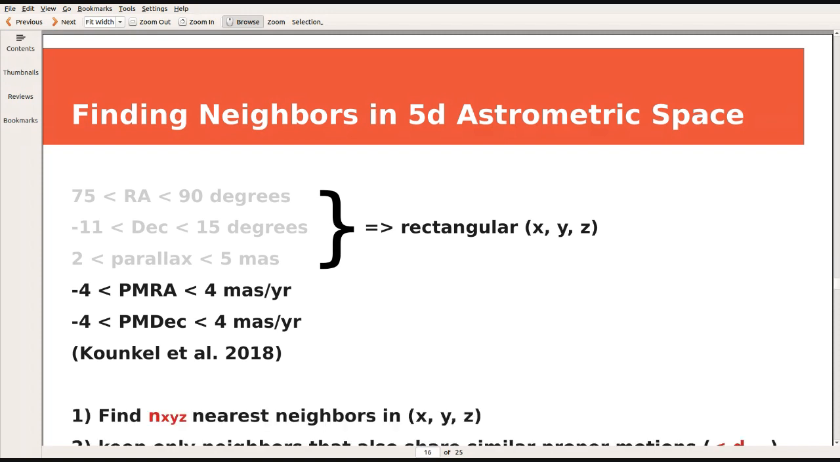Here's the procedure. We're going to start with x, y, z first. We're going to get nearest neighbors in x, y, and z. And then once we get the nearest neighbors in spatial coordinates, we're only going to keep those that also share similar proper motions, and we're going to use another parameter to control that. That's the d proper motion. After we get the nearest neighbors for every single star in 5D space, we calculate the distance matrix. And with the distance matrix, we can perform the DBSCAN clustering. Of course, we're going to use our own friends here, the epsilon and min samples parameters.